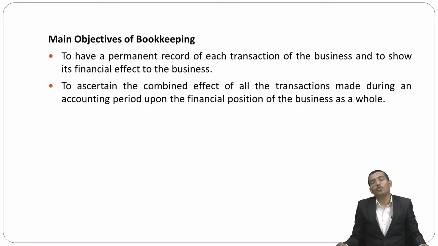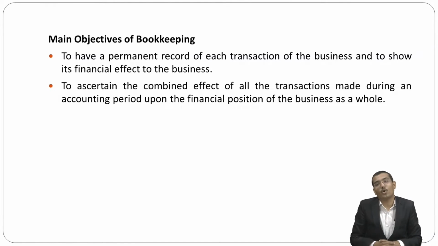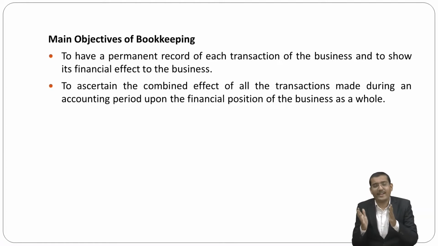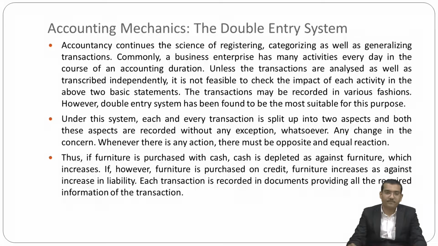Next, there are two main objectives of bookkeeping. First, to have a permanent record of each transaction of the business and to show its financial effect on the business. Then, to ascertain the combined effect of all transactions made during an accounting period upon the financial position of a business as a whole. So these are the two objectives of bookkeeping.